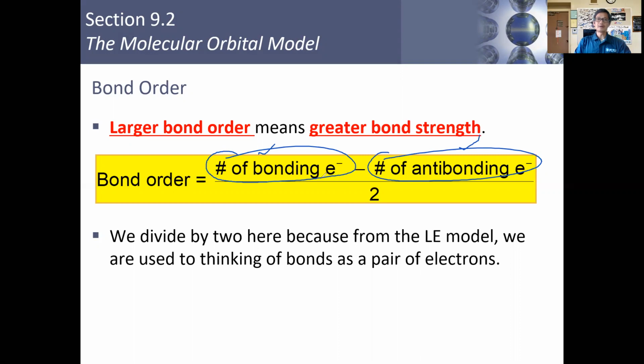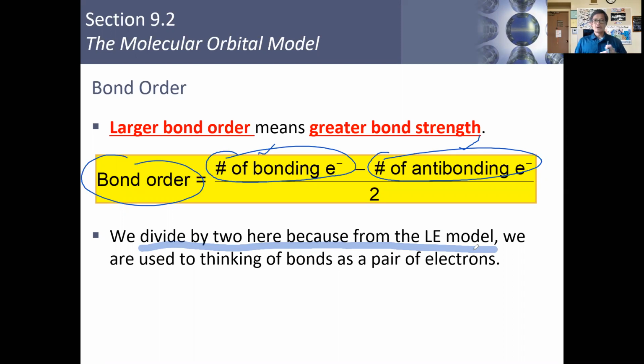And so that means if a molecule has a larger bond order, it's going to have a greater bond strength. So the larger the bond order, the greater the bond strength is going to be. Make sure you keep that in mind as we go forward. Now, dividing by 2, essentially we're using the idea from the localized electron model and the Lewis dot structures: there are only 2 electrons shared between 2 atoms in a single bond.